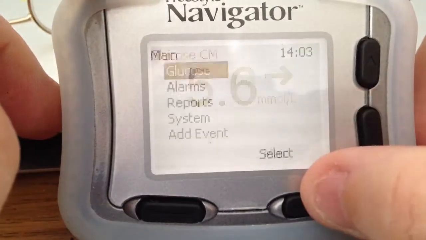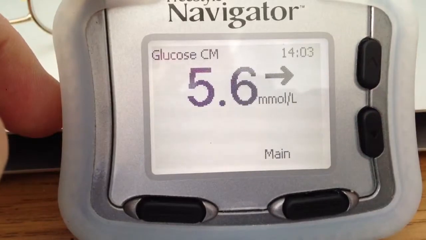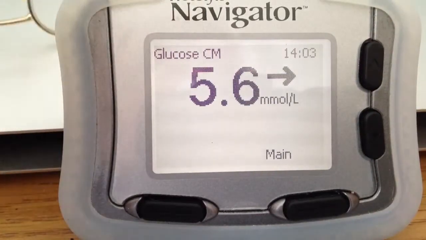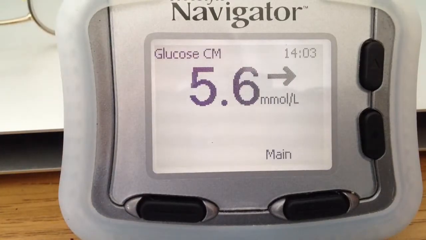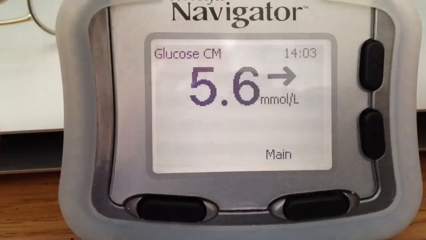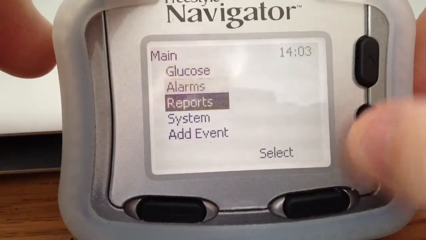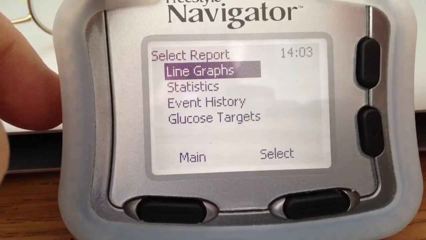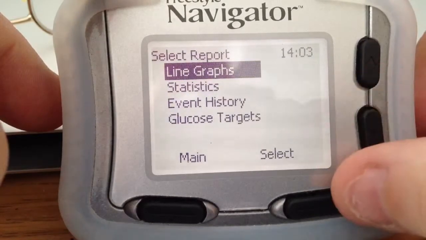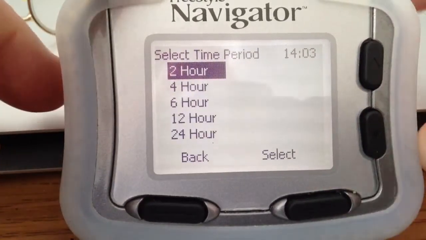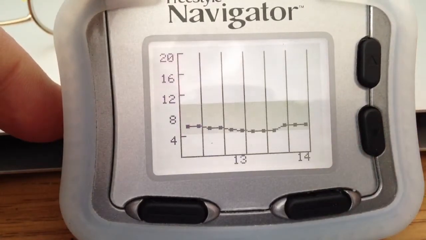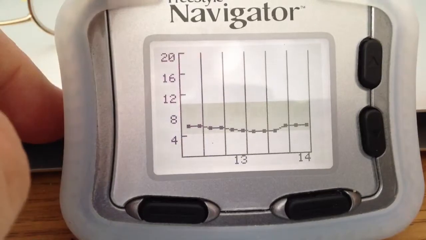So I'll just show you here. My blood sugar at the moment is 5.6. I've had lunch about an hour ago, which was a grilled Cajun chicken piece, about 110 grams, with a salad. So I can go in and set the reports, and I can look at the line graphs or look at statistics. And I can see what my blood sugar was doing within the last 2 hours.